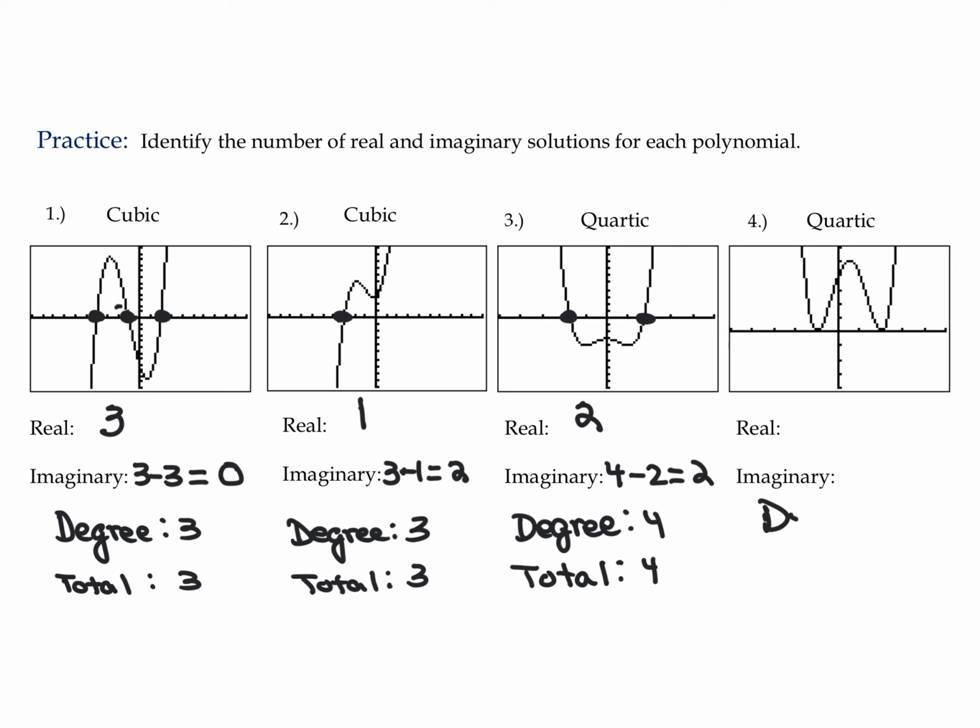The last example is a quartic. That means the degree is going to be 4, which means the total number of solutions or roots is 4. To get my real roots, I'm going to find my x-intercepts.